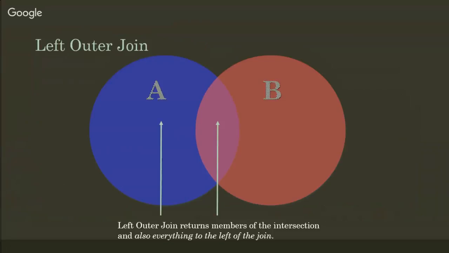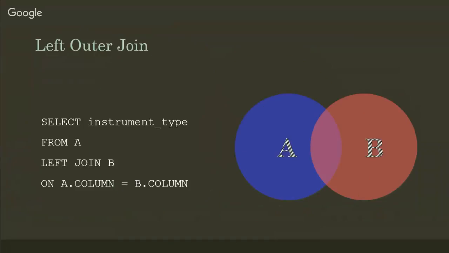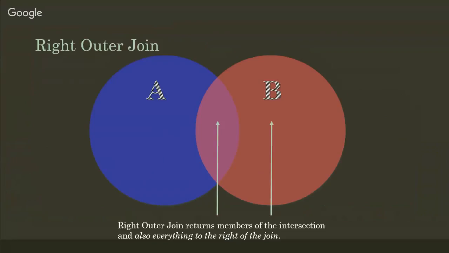One of which is the left outer join. This returns the members of the intersection and also everything to the left of the join. From the syntax here, which is very similar to the inner join, you'd say from table A, left join B. So it would return everything in A, regardless of whether it matches the join criteria with B. I'll show you an example of that because it's a little bit hard to picture. The right outer join is exactly the same, except it's to the right of the join.